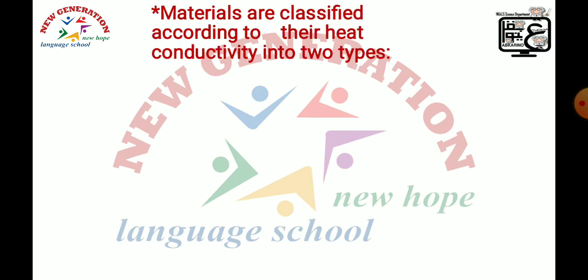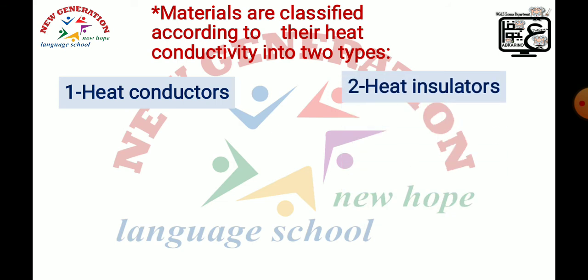Okay, so now let me tell you the materials are classified according to their heat conductivity into two types. The first type is heat conductors. Heat conductors. Repeat after me. Heat conductors. No, raise your voice. Heat conductors. And number two, heat insulators. Heat insulators. Amazing. So, the materials are classified according to their heat conductivity into two types. Number one, heat conductors, and number two, heat insulators.